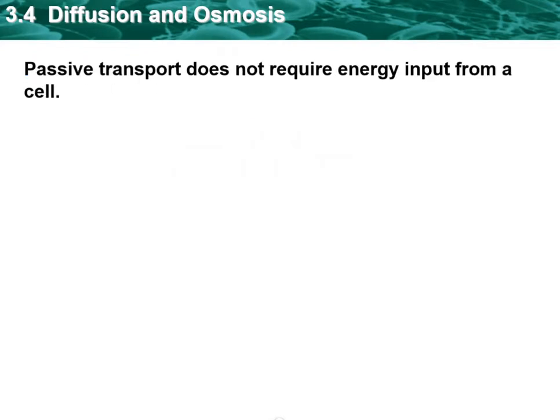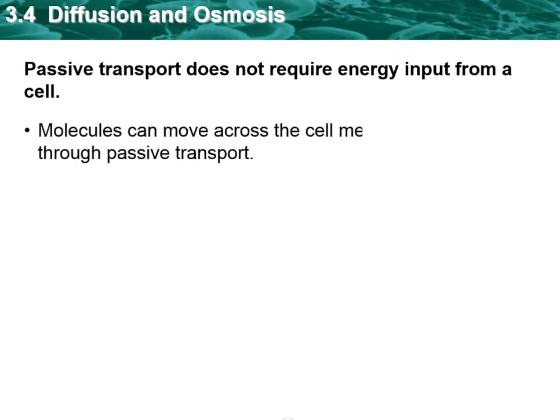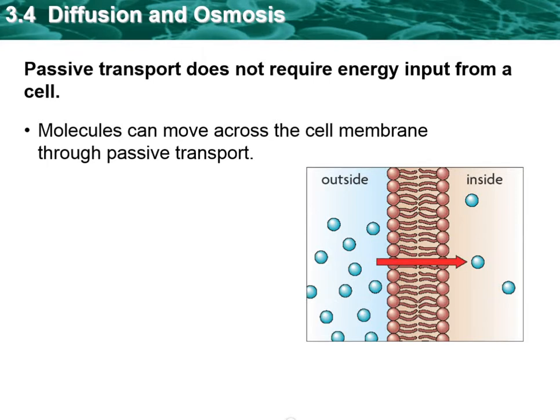So when we talk about passive transport, it does not require energy input from the cell. It's going to happen. The cell doesn't have to put forth any energy for it to occur. So molecules can move across the cell membrane through passive transport.